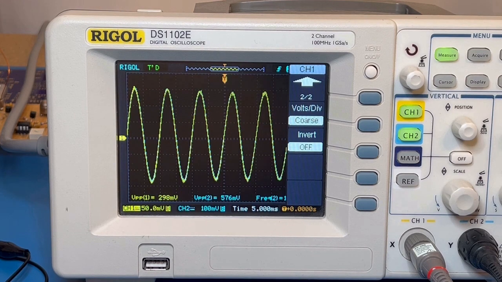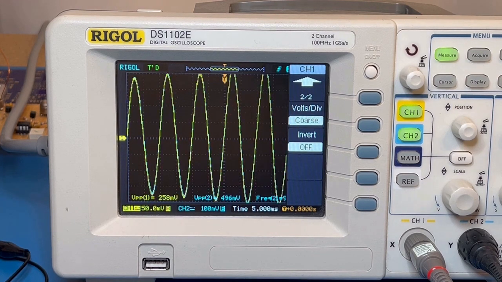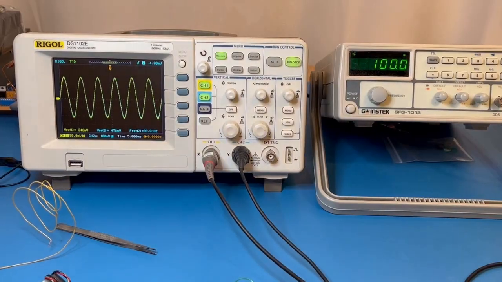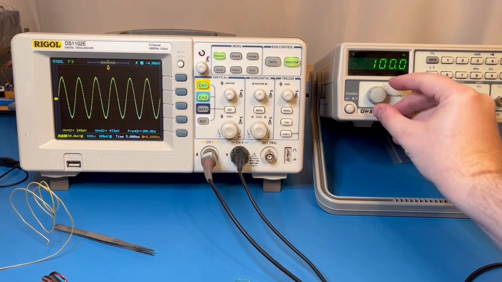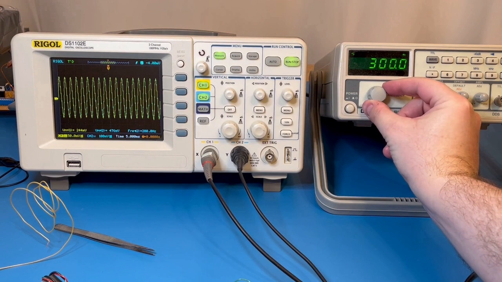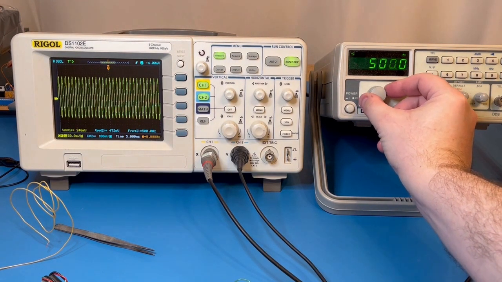Here we show that the function generator can change the amplitude of the input signal, and the amplitude of the output signal changes as well. Frequency can also be changed, though we will keep it for this test at 100 Hz.